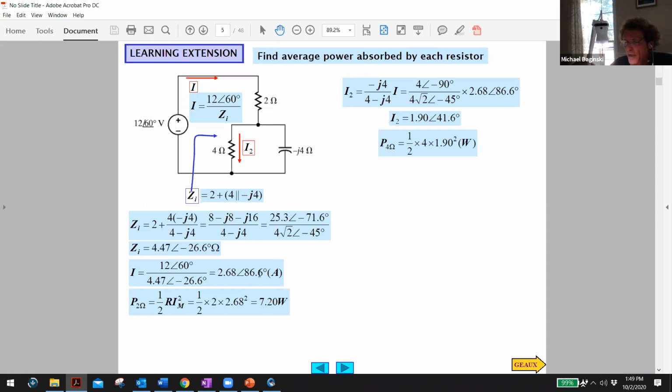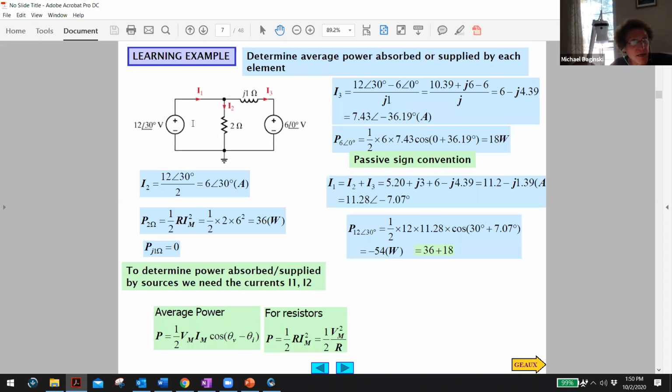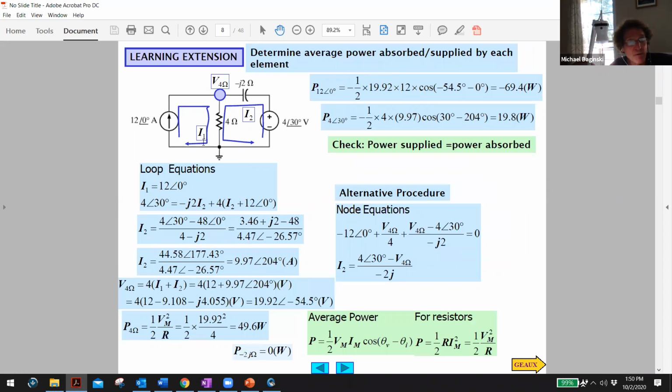You go with that? Hang on. All right. Now, this is just another problem where it gets even more complicated, right? And by the way, this is a current source. I'm going to skip down here. It's just showing levels of complexity. Now, these are all learning examples. That's why I like this.